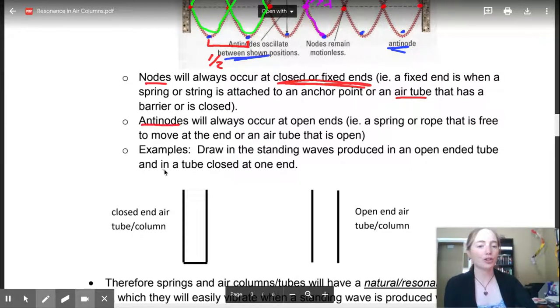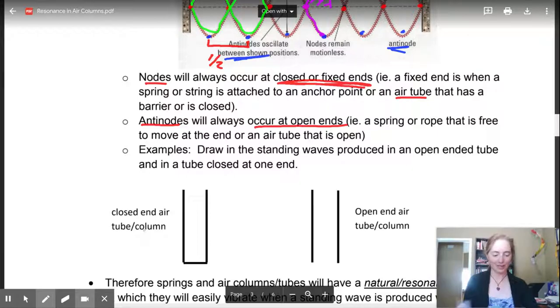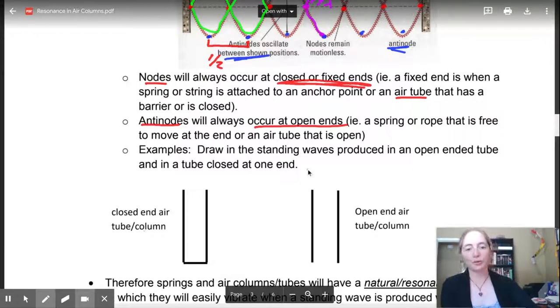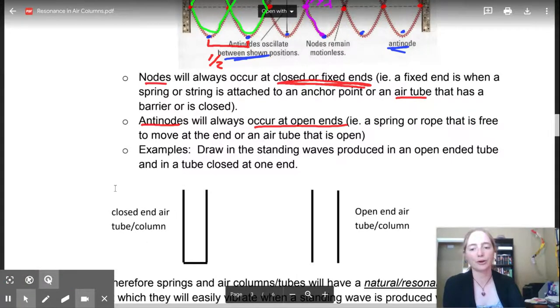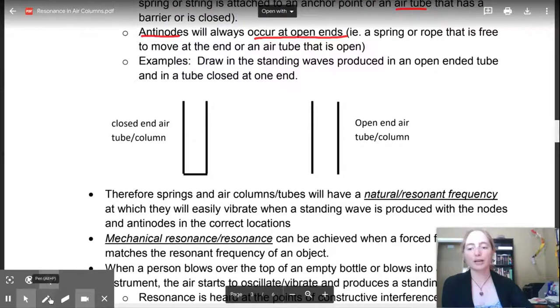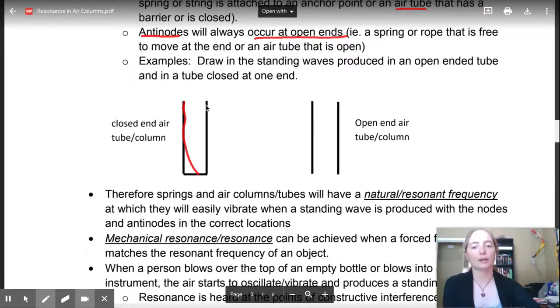Antinodes should occur at open ends. Okay, especially if you're going to be hearing sound out of it. All right, so for example, let's draw some standing waves. We're going to draw standing waves produced in an open-ended tube and one that's closed at an end. I'm going to scroll down here. There we go. So this guy here, we're going to draw an open end at one, so an antinode there. Like that. This is really hard to draw with this tablet here. So that is our antinode.